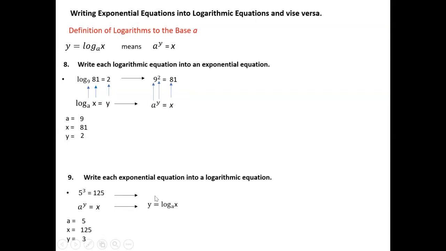Right, so my y will be 3 equals log of base 5 of 125, or log of base 5 of 125 equals 3. So these are the correct forms, either the left or the right. Most of the time in the back of the book, for the solutions, they have it in this form, log of base 5 of 125 equals 3. Okay, but both are correct.